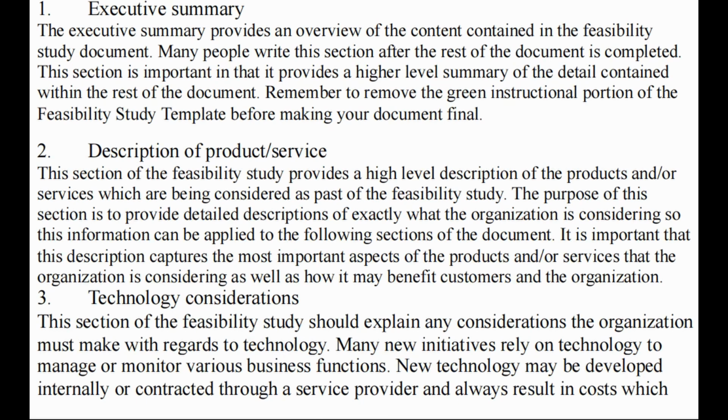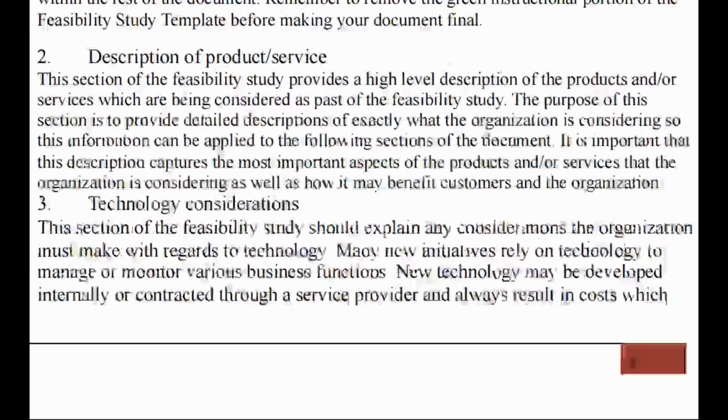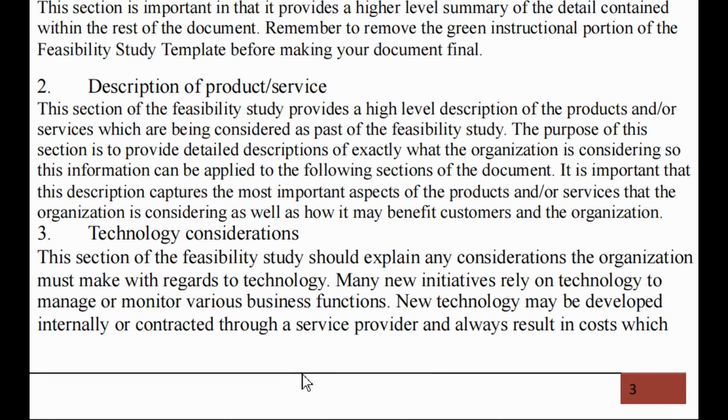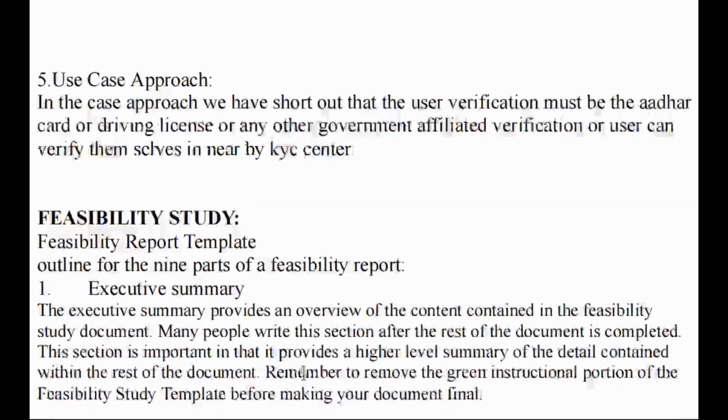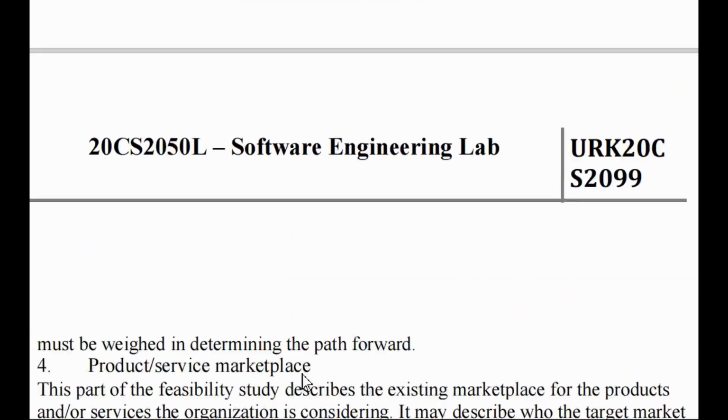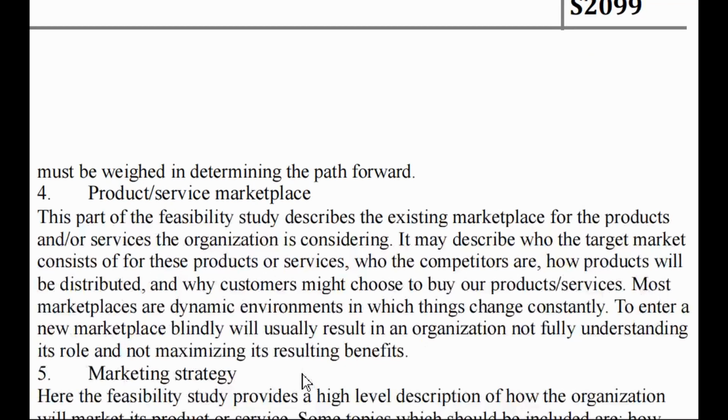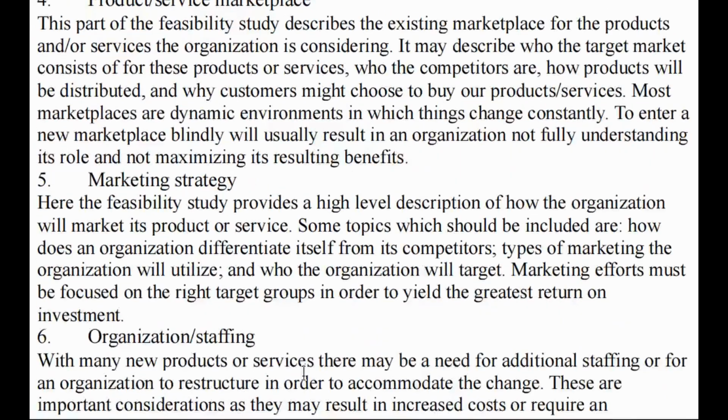The technology consideration section of the feasibility study should explain the decisions an organization must make with regard to technology. Many new initiatives rely on technology to manage and monitor various business functions. New technology may be developed to internally conduct the service, which always results in a cost that must be weighed to determine the path forward.